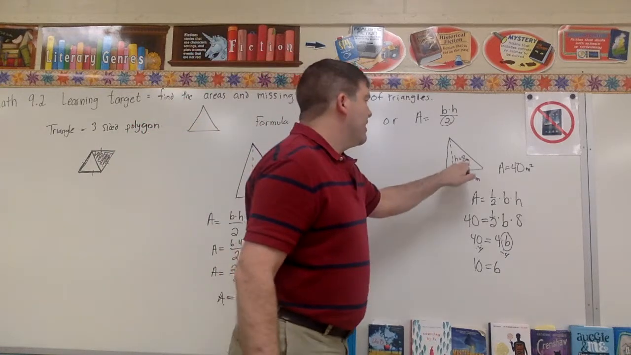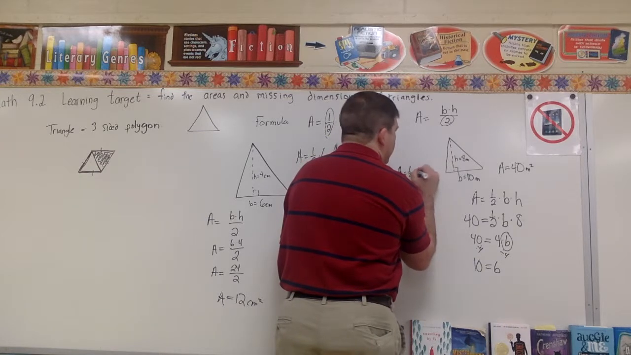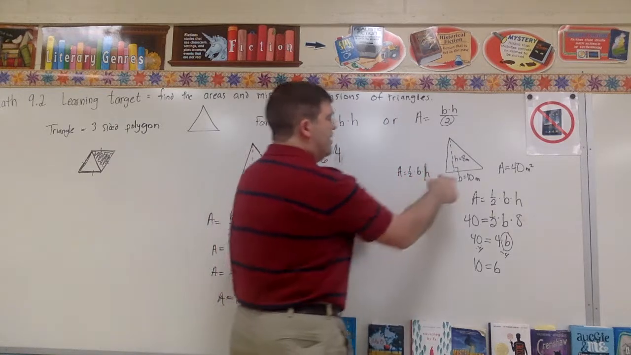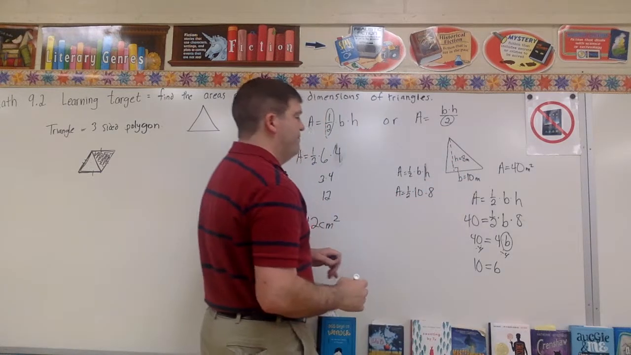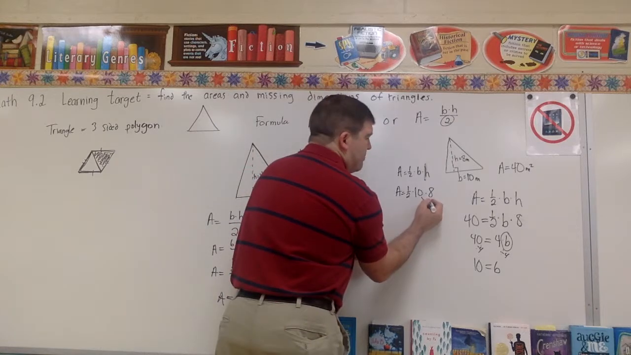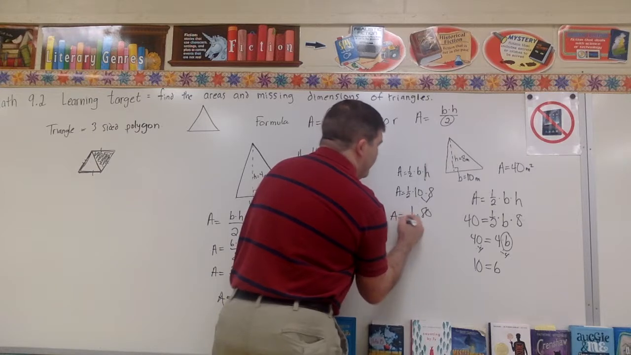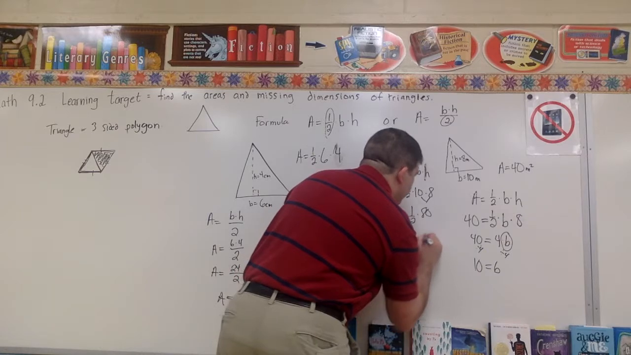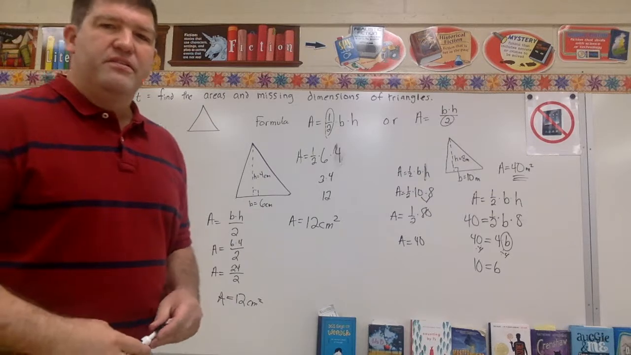But now I'm going to come back and I'm going to see if this is correct. Area equals 1/2 times base times height. Now I know my base and my height. Area equals 1/2 times my base of 10 times my height of 8. I'm going to multiply these two together. 80. Bring everything else down. And then half of 80 is 40. Area equals 40, which is what it said I had. So I just double checked just to make sure.